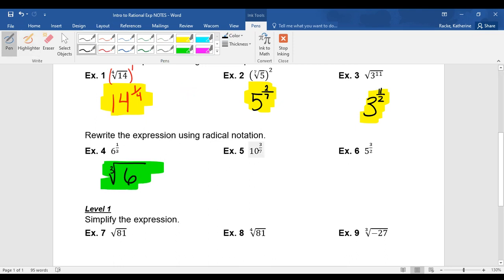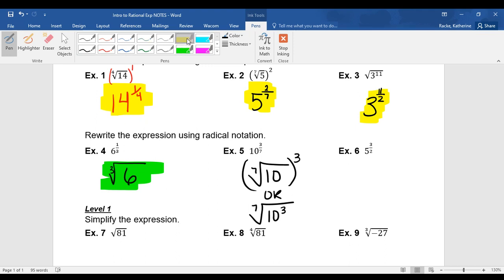Example 5, I have 3 and 7. 7 is going to be my root, 10, and you can write it all to the power of 3, or you could write it as the 7th root of 10 to the 3rd power. Either is totally fine. Whatever way you feel comfortable writing it is totally okay.